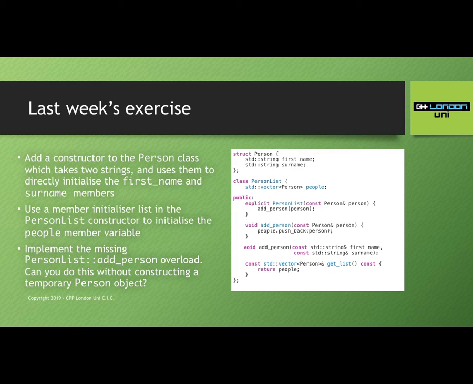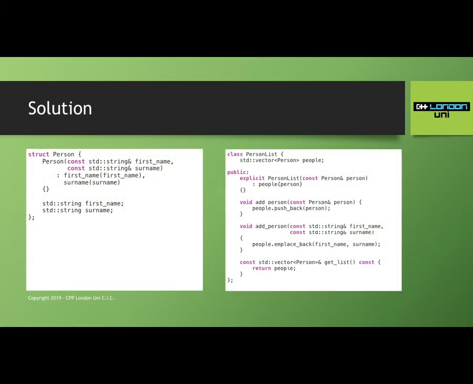Okay, well basically I wanted you to add a constructor to the person class, which used a member initializer list, and then, as a sort of add-on, fill out this add person function that I've declared but not defined here. So my solution to that looks like this.